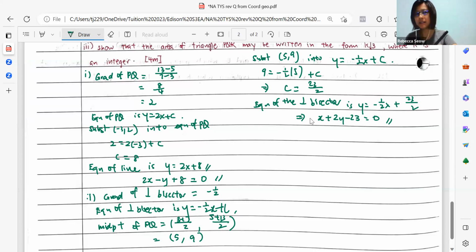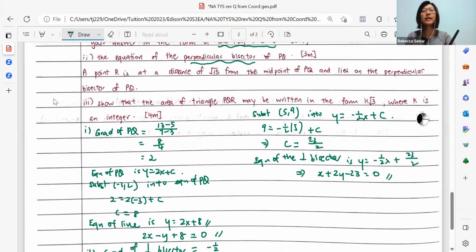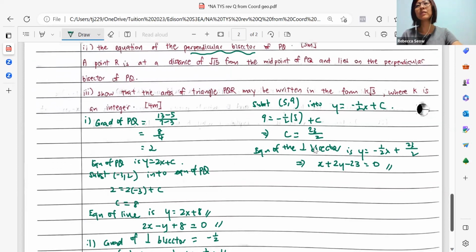The next part, point R. Okay, let me show the question. A point R is at a distance of root 15 from the midpoint of PQ and lies on the perpendicular bisector of PQ. Show that the area of triangle PQR may be written in the form k times √3, where k is an integer. So what do we do? I think we can sketch out. Yeah. So we have an idea how it looks like.